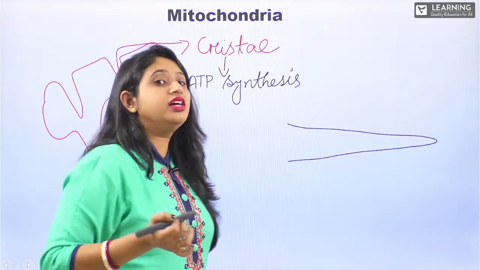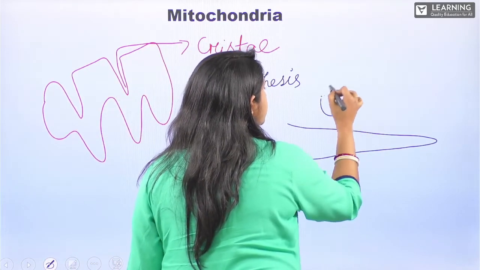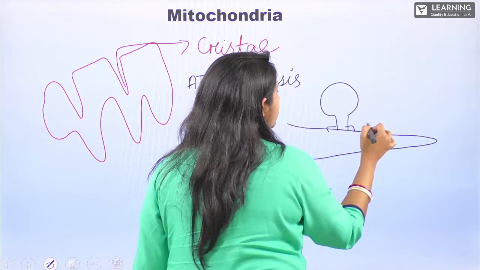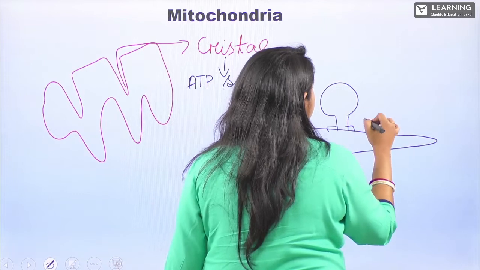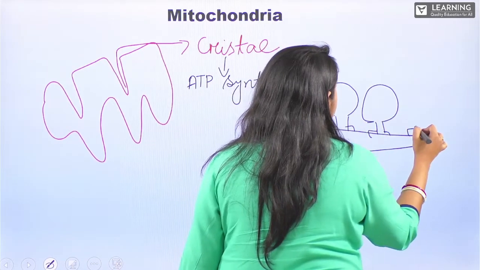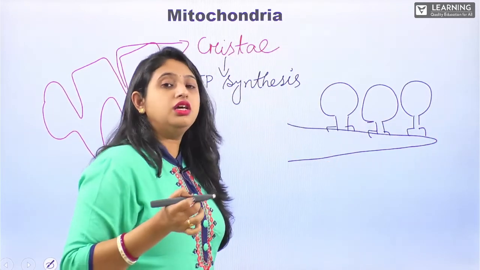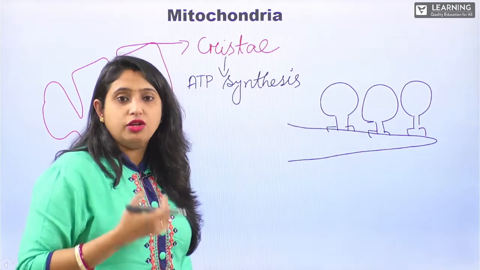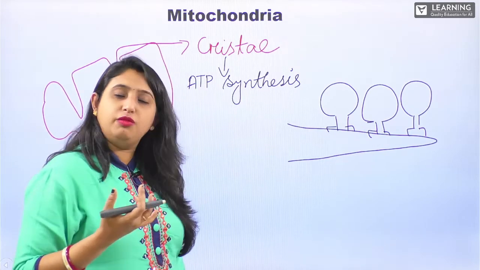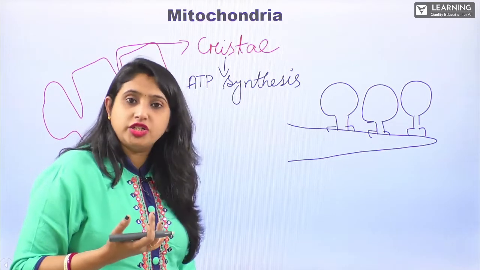Here some particles are present which are in the form of bulb. These bulb-like structures are attached to the cristae, which helps in the electron transportation chain, that is in the Krebs cycle. We will discuss it in chapter number 14, where we will learn in detail how the electron transportation takes place in the cell.